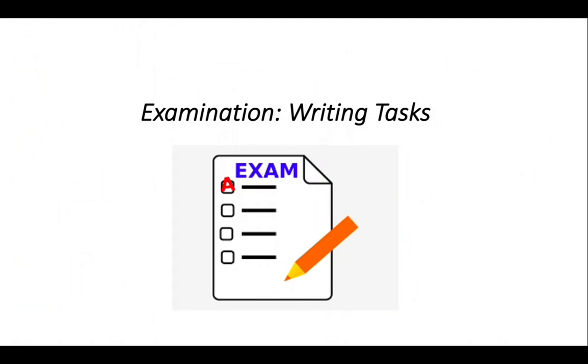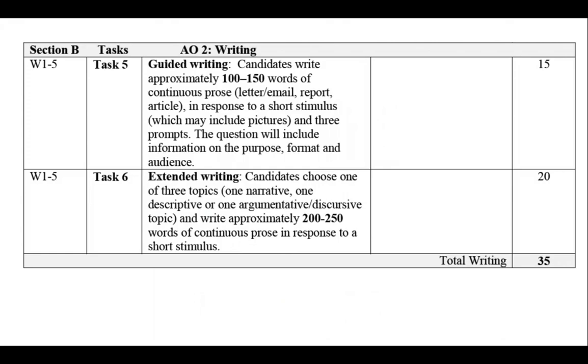Now let's look at the written tasks in the examination. Remember, writing is part of the reading and writing. The reading part is section A, and then the writing part is section B. And then here are the types of tasks that they are going to do. Some of this we have already done in class when we were looking at the syllabus. We have got the guided writing. It's the controlled writing. They are given prompts on what they need to include in their writing, like what kind of information do they need to include, what kind of format, and who is their audience.